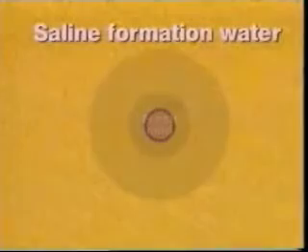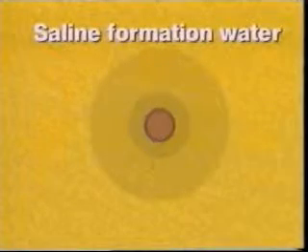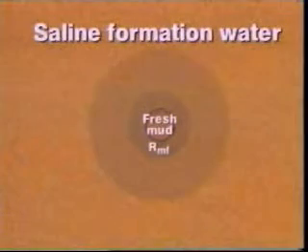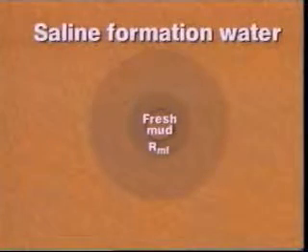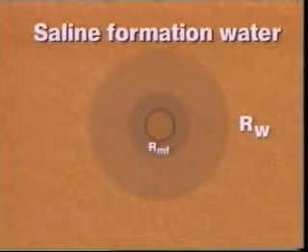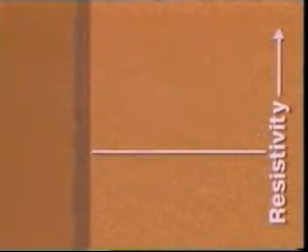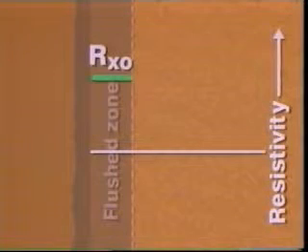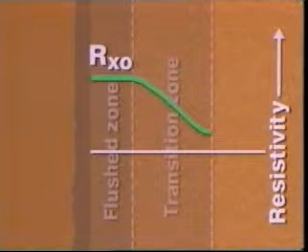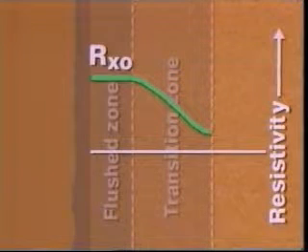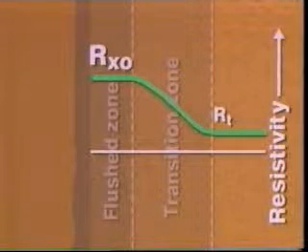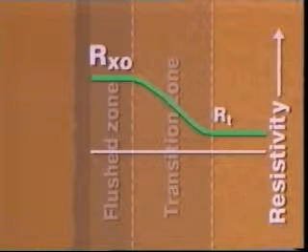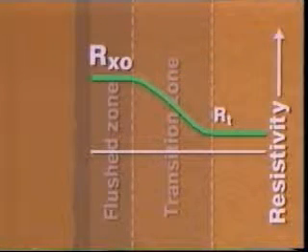A common case is where a borehole with freshwater mud penetrates a water-bearing permeable formation containing saline formation water. Thus, the resistivity of the mud filtrate, R sub mf, is greater than the formation water resistivity, R sub w. A profile of resistivity outward from the borehole, in this case, shows the presence of mud filtrate, causing a high resistivity in the flushed zone, R sub xo. Resistivity then gradually decreases in the transition zone until it reaches R sub t, the resistivity of the uninvaded zone, which is low due to the presence of saline formation water.